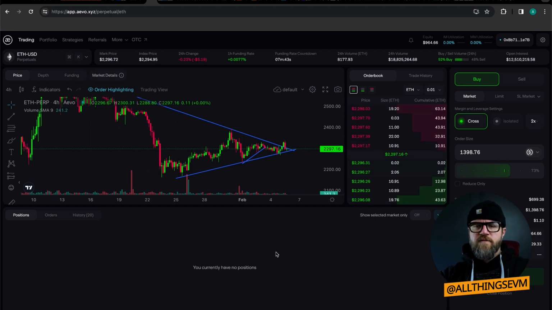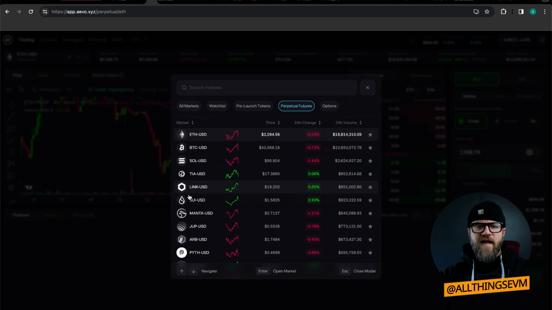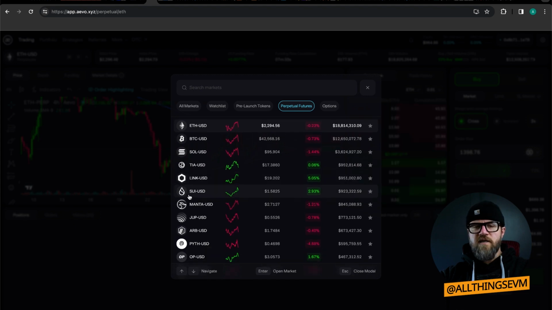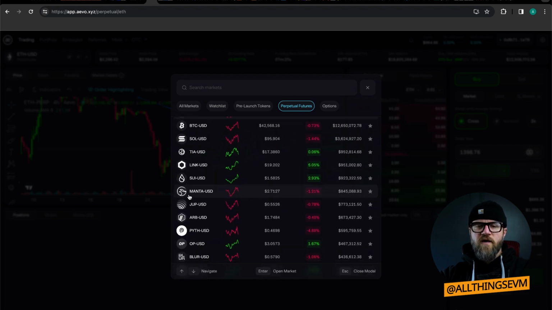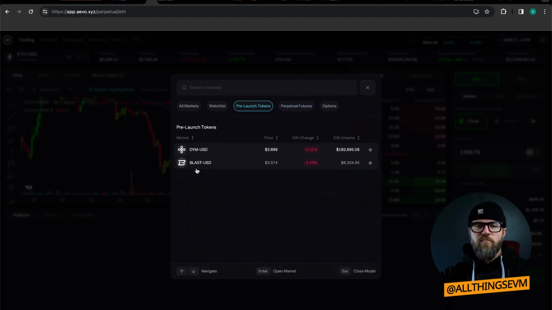So I'm going to set up this trade right now. I'm going to set up on ETH versus USDC. On the ETH perp here, there are plenty of perps to choose from. If you click this drop down here, there are so many, guys, that are available. In fact, all of the tokens you see currently on X, whether it be TIA or Sui, Manta, Jupiter, obviously, which is the newest one here, Pyth, all of these are super available and easy to trade. In fact, they even do pre-launch tokens. So we do have Dime and Blast here available to trade as well.